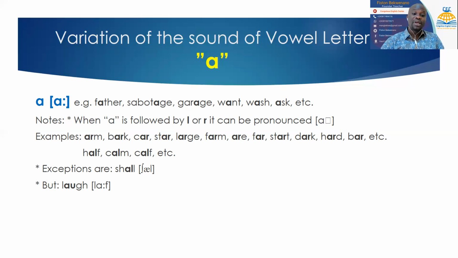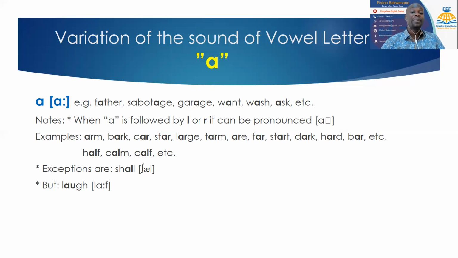And the notice says that when a as a vowel is followed by L or R, especially those consonants, it's going to be pronounced like a prolonged a, I'm sorry for the diacritic here. It's prolonged especially that we are learning there. The example is like in arm. We have arm, back, car, star, large, farm, we have are like the verb to be, far, star, especially start and dark, we have hard, bar, etc. That is the case where we have a followed by r.